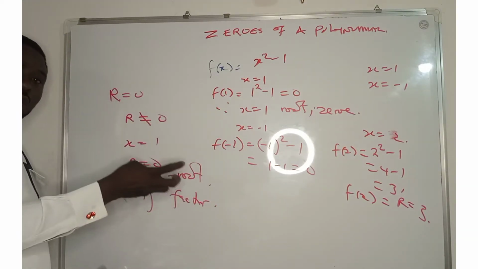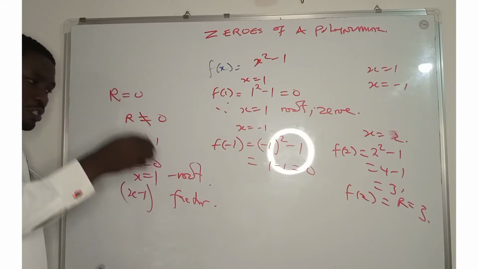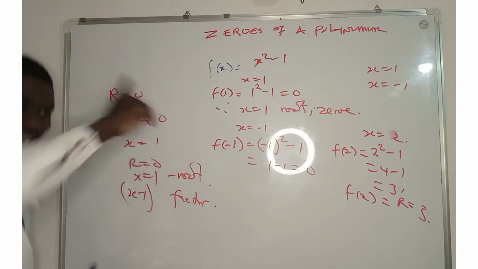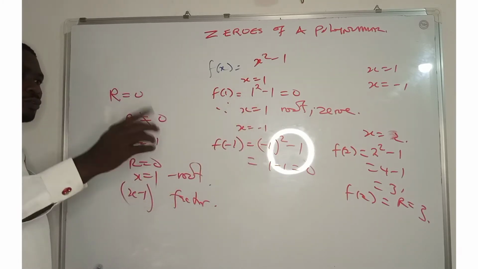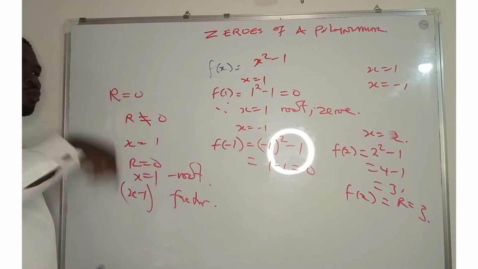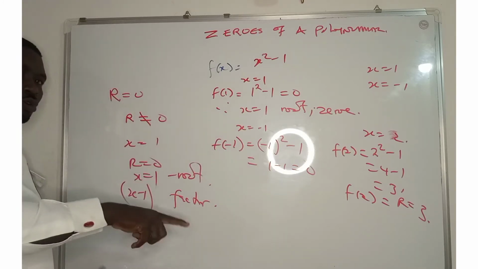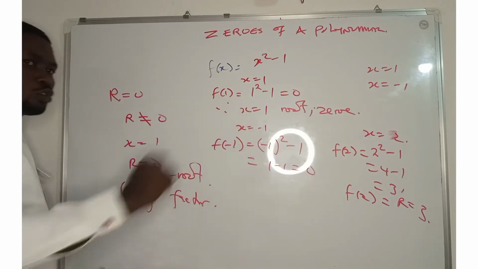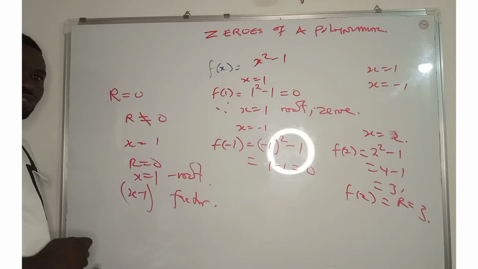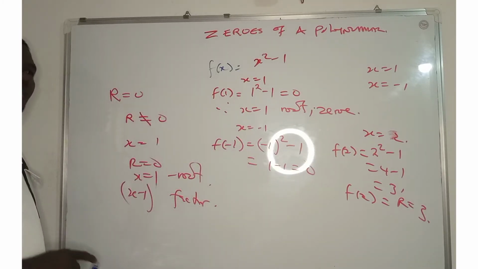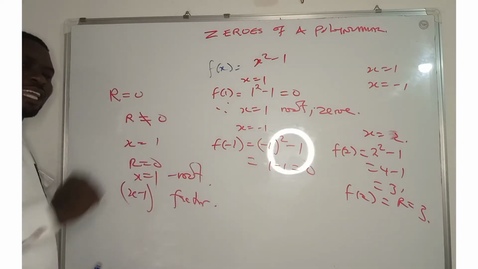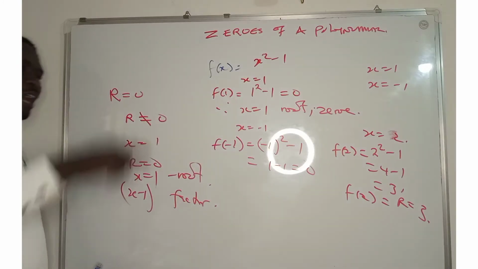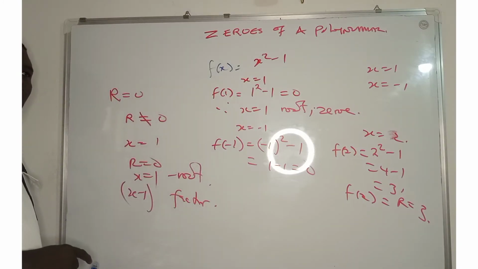I've mentioned here root, I've mentioned zeros. Zeros is the same thing as root of the equation. Now I've equally mentioned remainder. The remainder is the pointer to what was substituted: it is either a root or it is not a root. If the remainder is 0, what was used to substitute becomes a root, a 0. But if the remainder is not 0, the value of x that was used to substitute will not be considered a root of that equation.